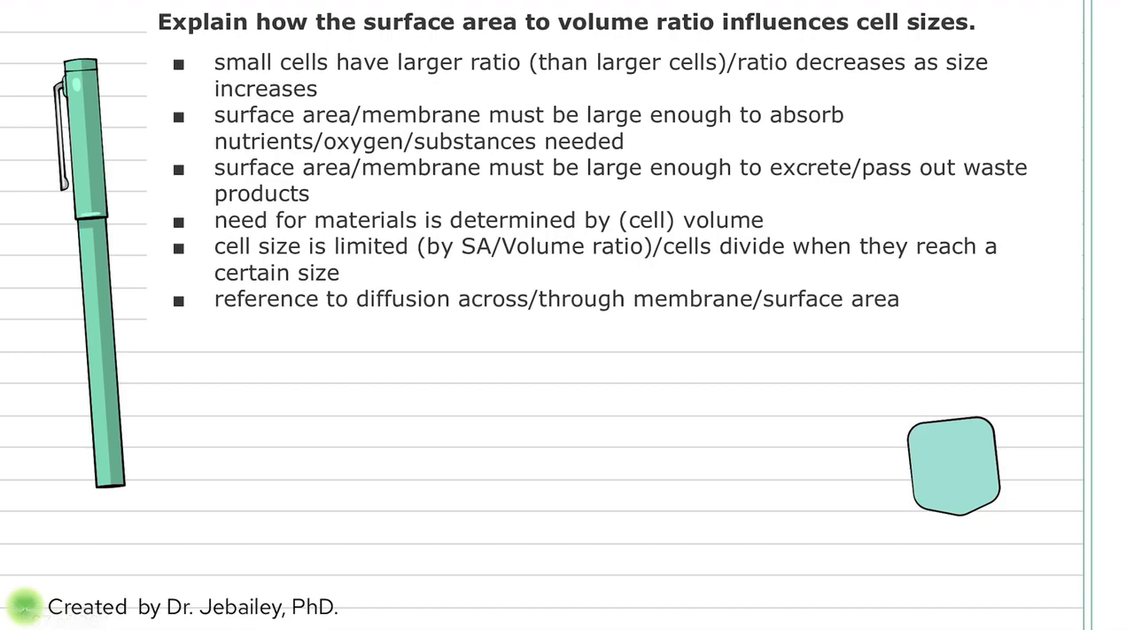Then you can talk about diffusion across the membrane of the surface area. What does that mean? When they say reference, they're basically saying that if the volume is getting too big while the surface area is not keeping up, you're not going to have enough time to get nutrients in or to get the waste out. So that will disrupt the process, the metabolism of the cytoplasm of the cell. So that will cause problems.